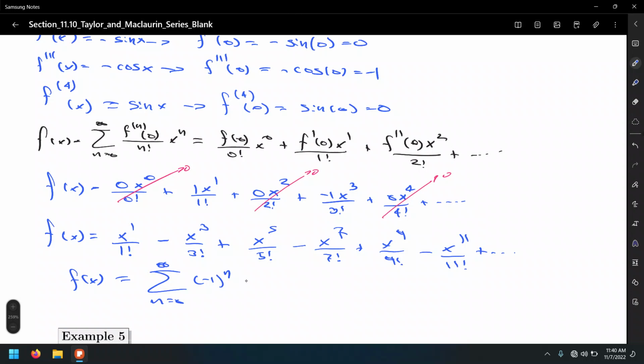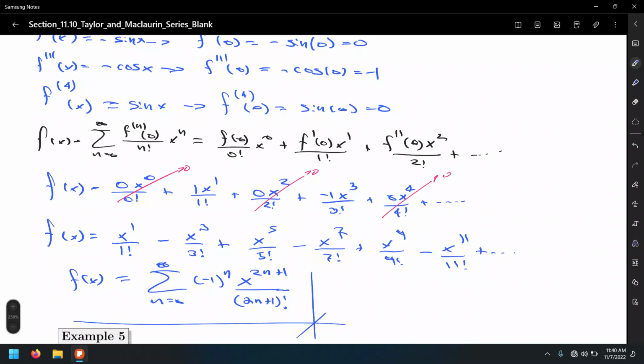Now we need to express x to some power over something factorial. Well, how do we express 1, 3, 5, 7, 9, 11, 13, 15, 17, etc.? 2n plus 1, that's the sequence of odd numbers, right? 2n plus 1, 2n plus 1. And that is the power series representation for the sine function.